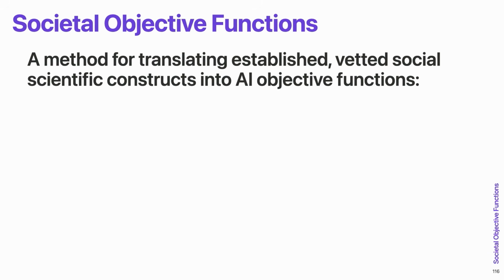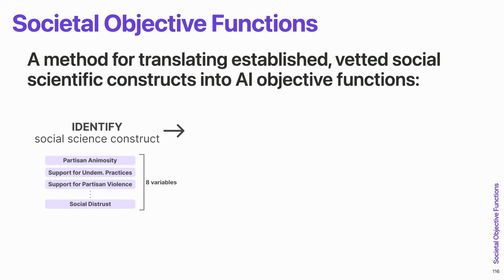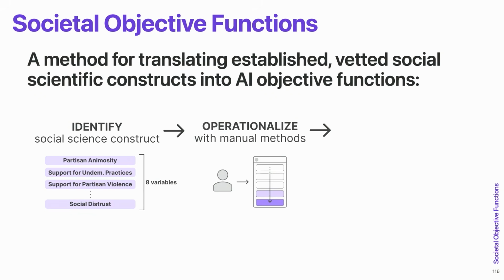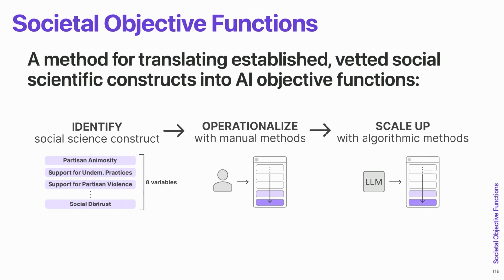Our work introduces societal objective functions, which is a method for translating these types of social scientific constructs into AI objective functions, where first we identify a relevant social science construct, like the APA construct, and then we operationalize these into a manual intervention, first allowing us to assess whether this intervention is effective in producing the behavioral outcome we're interested in. And then we scale this up with algorithmic methods, like using a language model to re-rank social media feeds.